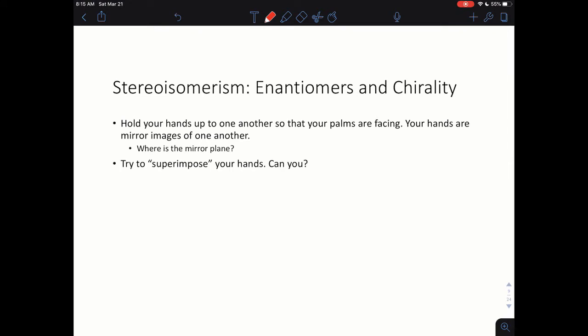Okay, here's what I'd like for you to do, and I'll demonstrate in a moment. I think it's hard to think about this mirror image isomer thing, so I want you to hold your palms up so that they're facing. Your hands are mirror images of one another, and then try to superimpose your hands. Can you do it? Let's watch me do that in my pajamas. So we're going to put my hands up to one another. They are mirroring each other, right? And the mirror plane is right in between my two hands, okay? And now I'm going to try to superimpose them.